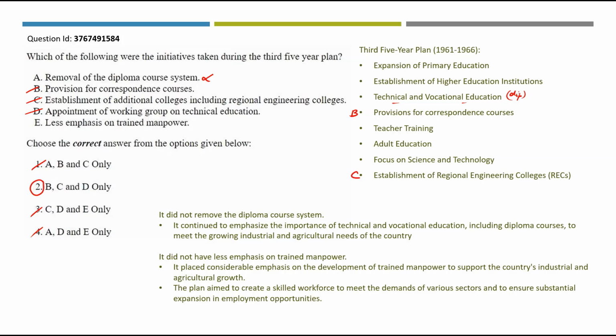How about E? It did not have less emphasis on trained manpower. It means it has given more emphasis, we can say. It placed considerable emphasis on the development of trained manpower to support the country's industrial and agricultural growth. The plan aimed to create a skilled workforce to meet the demands of various sectors and to ensure substantial expansion in employment opportunities. Actually, the purpose of giving technical education or vocational education is to increase employment opportunities. Keeping that in mind, less emphasis on trained manpower is also wrong.